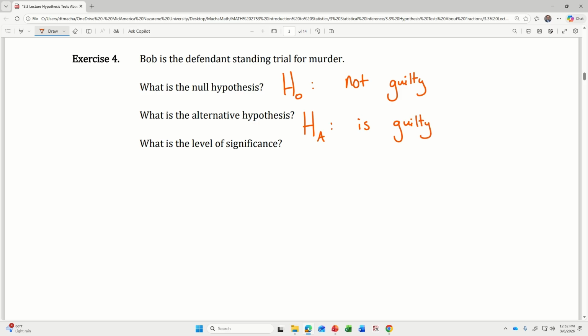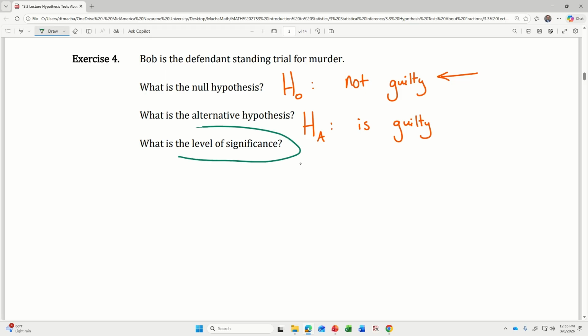And you're exactly right to say, you know, in the United States, we assume people are innocent until proven guilty, which means the hypothesis I'm trying to find evidence for is that he's guilty. He's not going to be found guilty unless we have sufficient evidence to demonstrate that. And so we start by assuming the null hypothesis, and then only if we have enough evidence do we conclude in favor of the alternative.